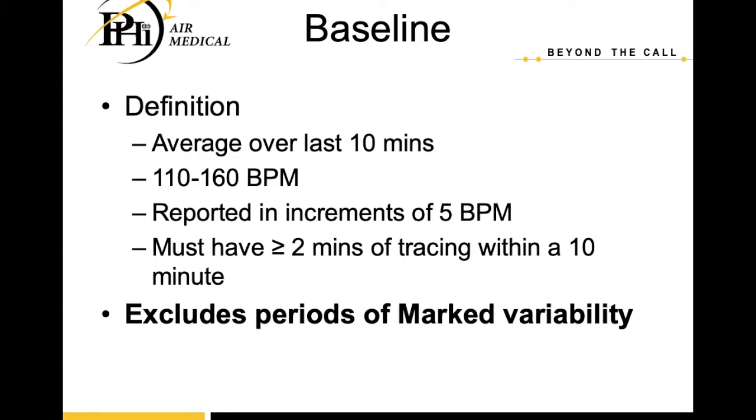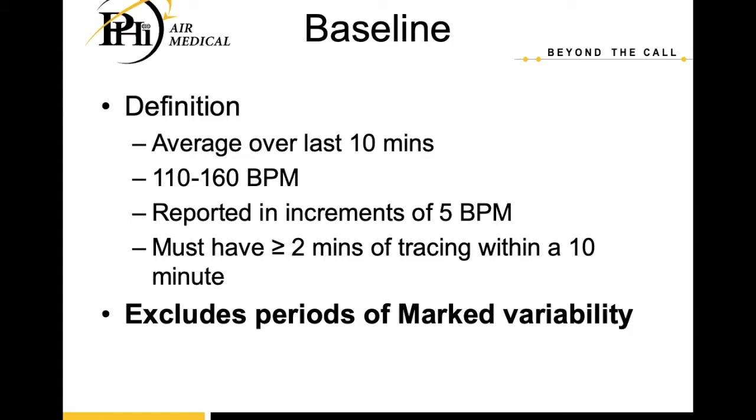So we would not say that this baby or the fetus has a heart rate of 122 beats per minute off of the fetal monitor. We're going to say that baby has a baseline of 125. So we report it in increments of 5. Remember that there has to be at least 2 minutes of tracing within a 10-minute window in order to find a definitive baseline. And know that baseline excludes any periods of marked variability.